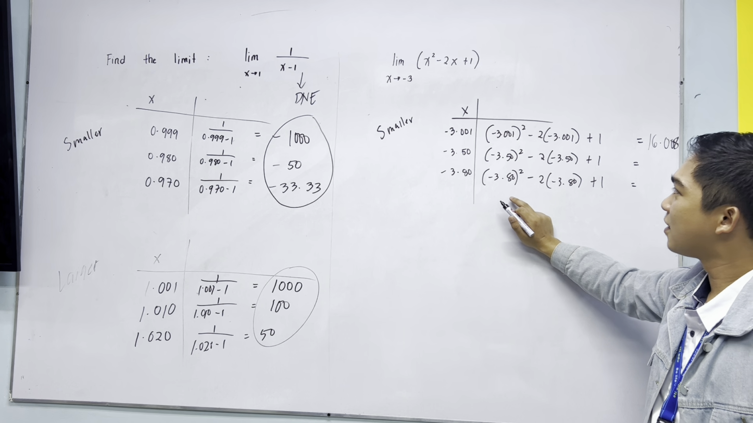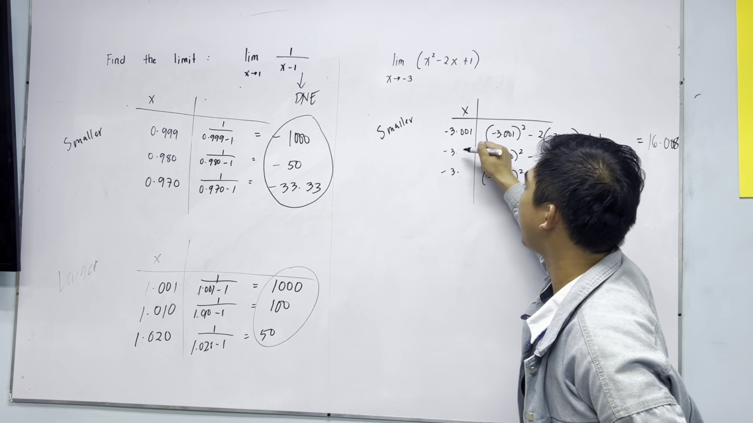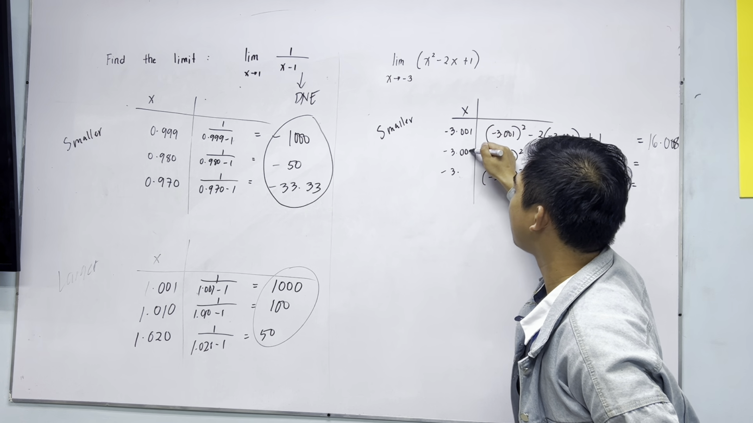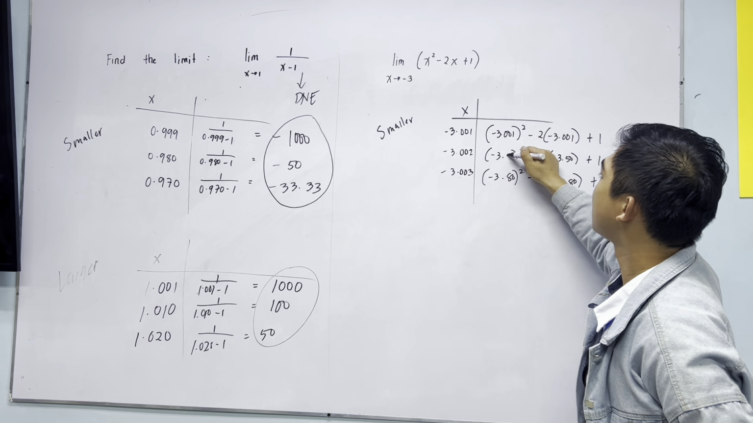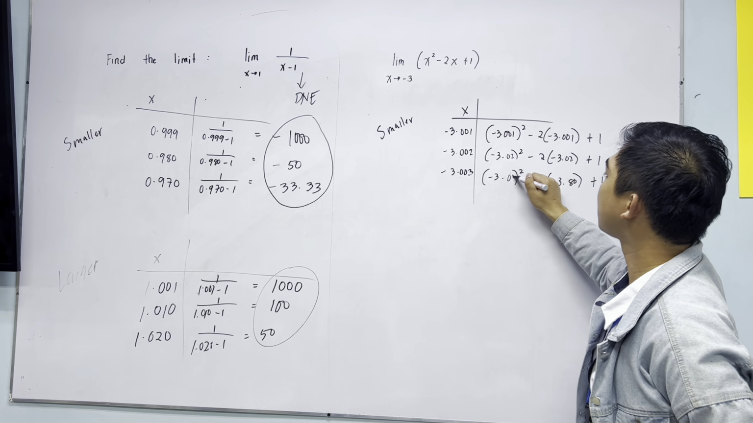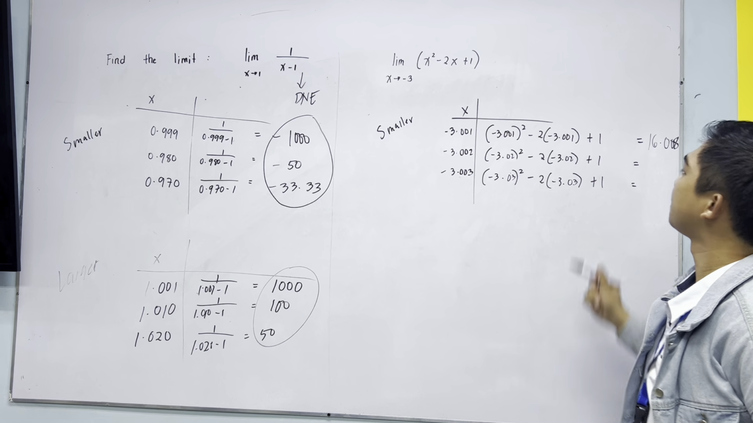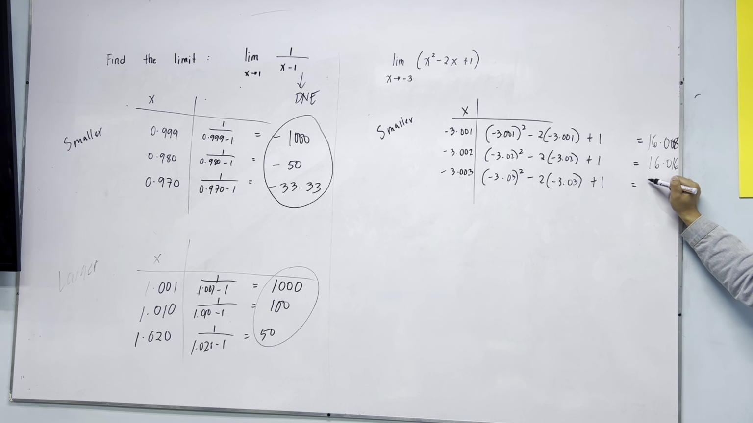Bakit parang malayo? Try nga natin, i-closer natin dito. Negative 3.002 tsaka negative 3.003. Yan na lang. 16.2, 16 point 0.03 lang. 16. At yung isa, 16 din niya.